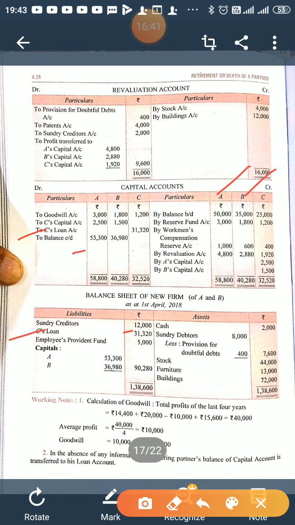Their balances are 53,300 and 36,920. That will be shown on the liability side of the balance sheet, and we will make the total.